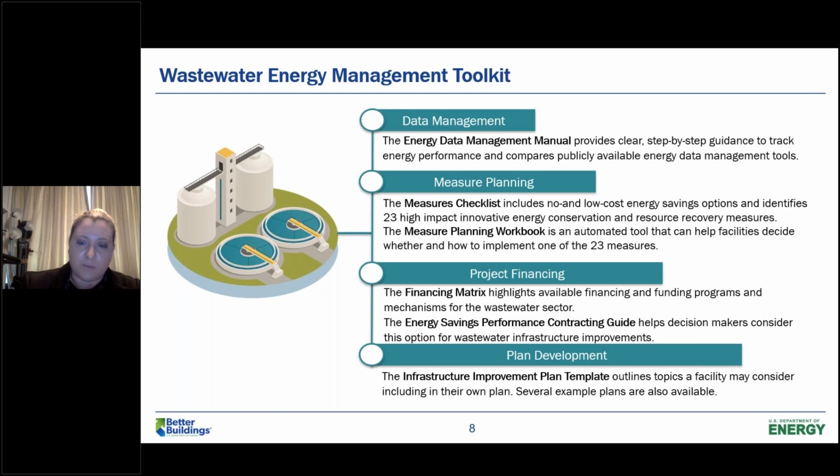And so we have a measures checklist, one with low and no cost measures that are pretty simple to implement, and then one with 23 high impact energy conservation measures that are a little bit more capital intensive to put in place, but yield between 10 to 30% energy savings. From there, within that, we have the measure planning workbook. And this is an incredibly useful tool, and allows users to compare all of the 23 measures side by side and determine what would fit best for their facility.